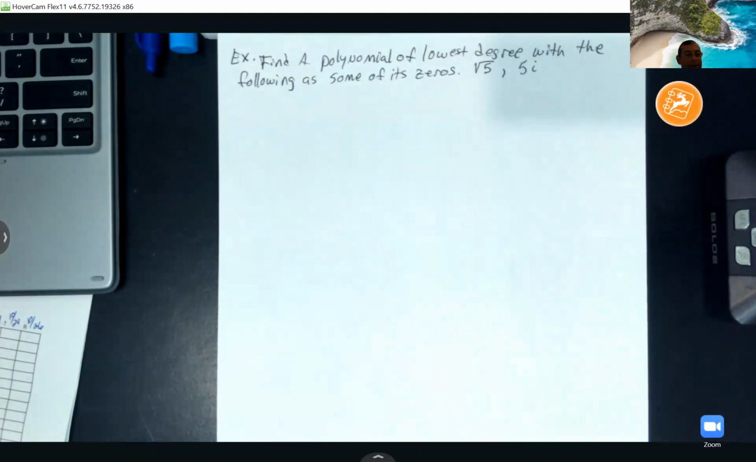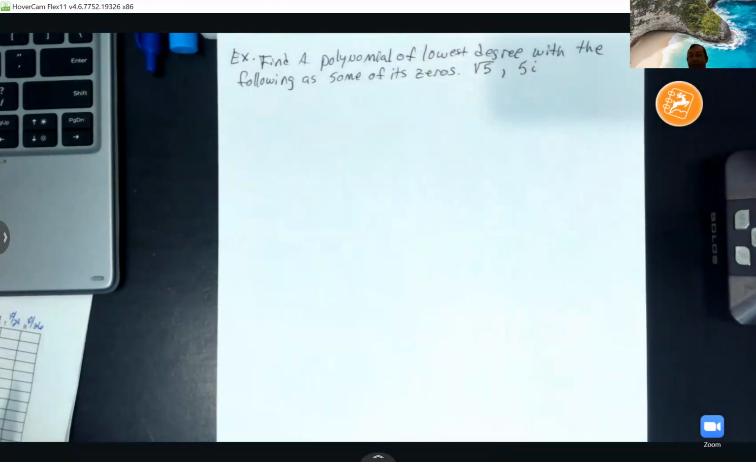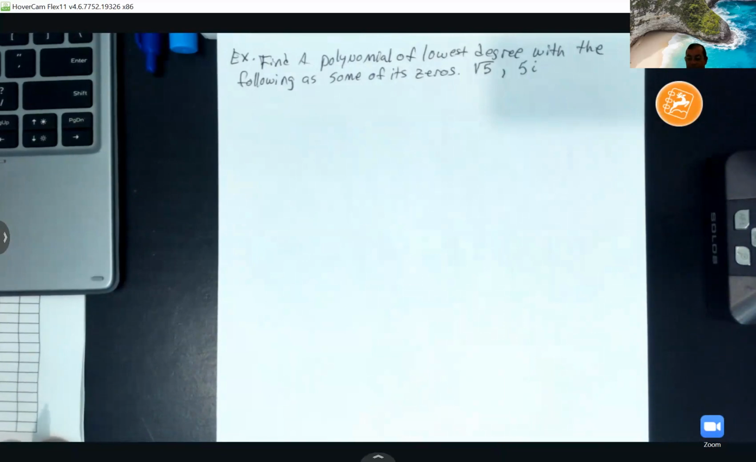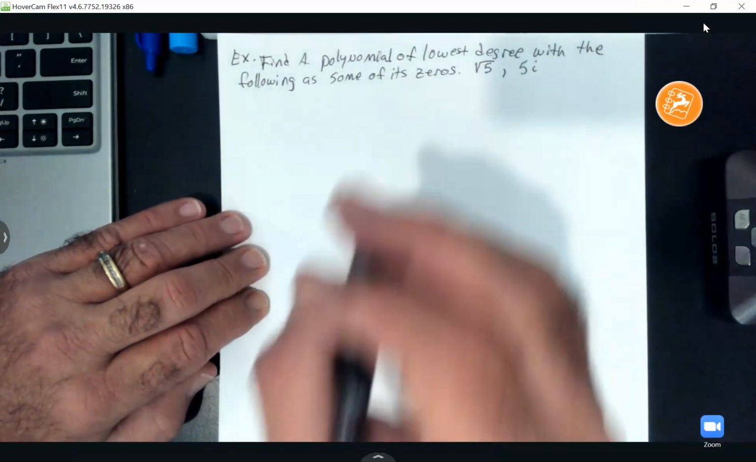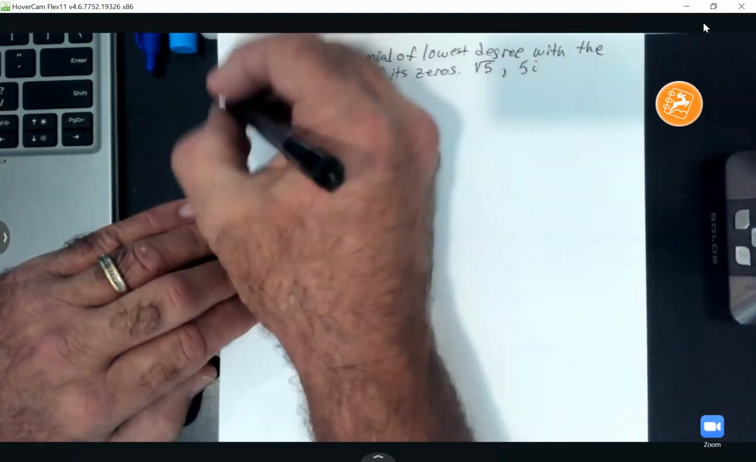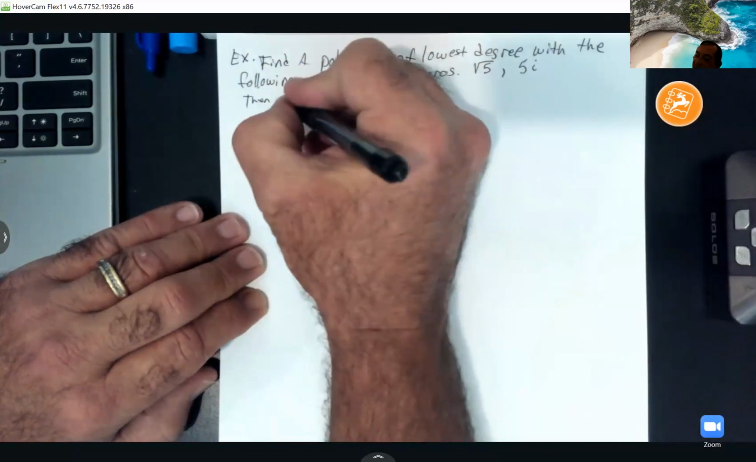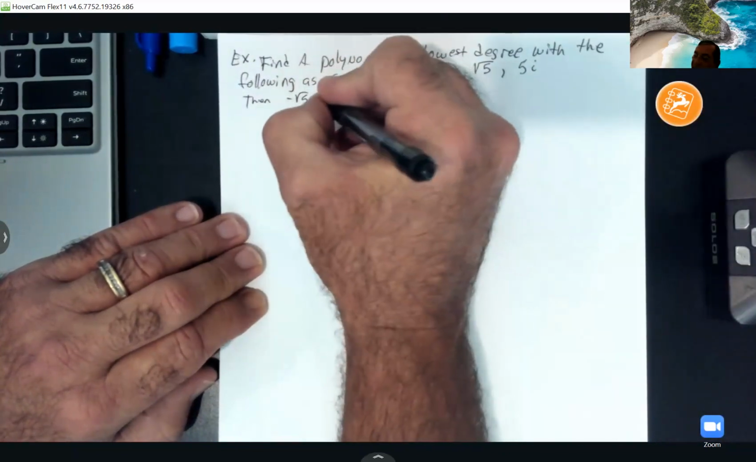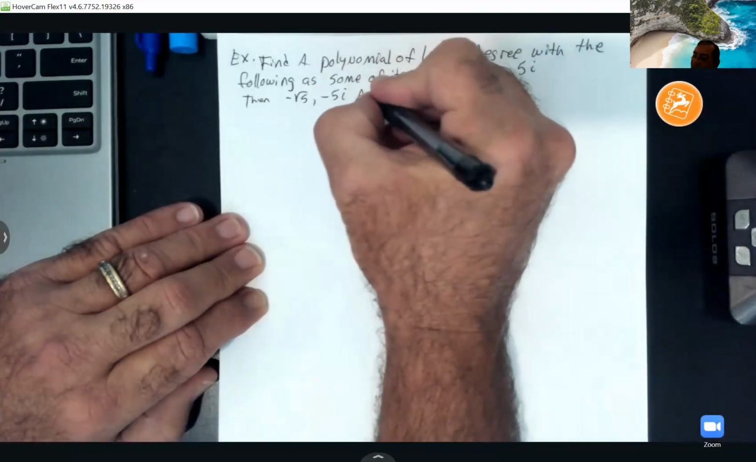So what does that mean? If a square root of 5 and a 5i are some of its zeros, are there any others? Negative square root of 5 and negative 5i are also zeros. So then we know negative square root of 5, negative 5i are also zeros. Good job.